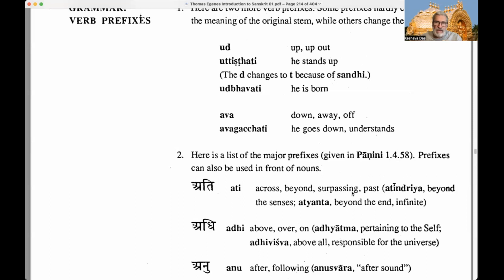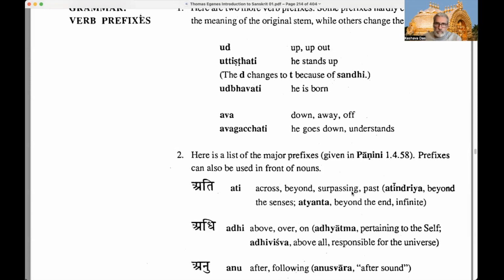It can also mean he understands. It makes sense that if ava means down or away or off, he goes off, he goes away, or he goes down. But there's another meaning here, and it means he understands. To find out this meaning, we probably have to look in a dictionary, or we'd have to know how this prefix affects the verb.